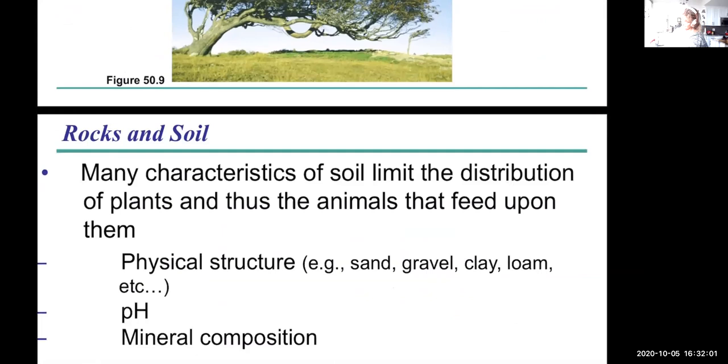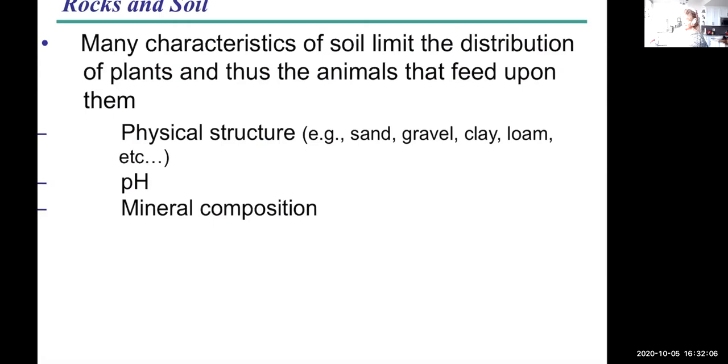Soil can limit distribution quite easily. There's different kinds of soil: sand, gravel, clay, loam. They're different in the sizes of grain. So sand is very fine, gravel is not, clay is really fine. So that will affect what can grow there. Of course, acidity makes a big difference, and the mineral composition of things such as calcium, magnesium, potassium.